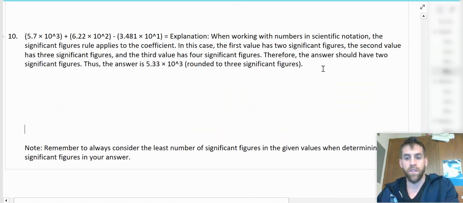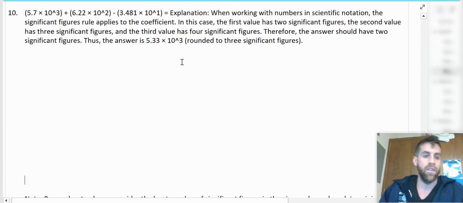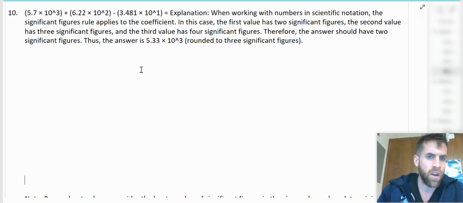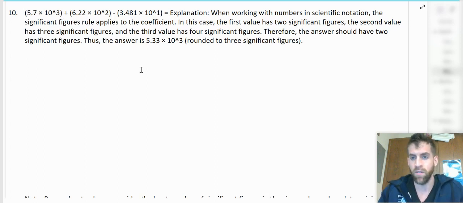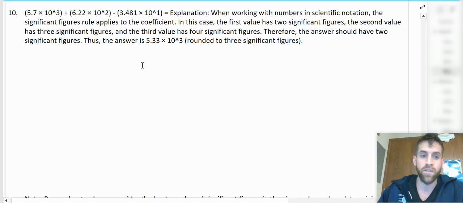Okay, this looks like a toughie. 5.7 times 10 to the third plus 6.22 times 10 to the second minus 3.481 times 10. Explanation: when working with numbers in scientific notation, the significant figures rule applies to the coefficient. In this case, the first value has 2 significant figures. The second value has 3 significant figures, and the third value has 4. Therefore, the answer should have 2 significant figures. Okay, so it gave us an answer here, and of course, it has 3 significant figures.